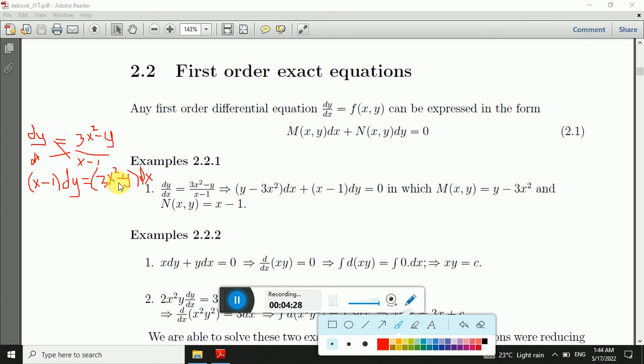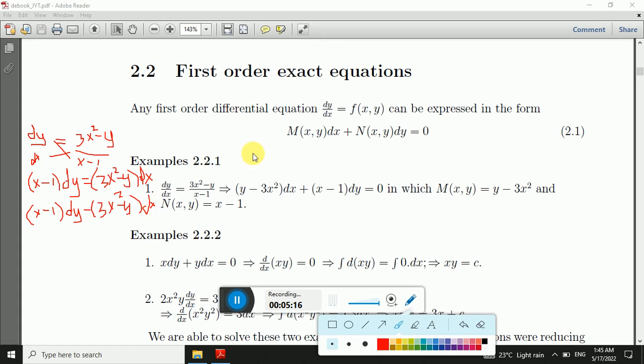Then let's take this (3x squared minus y) dx, let it cross the equal sign so that it goes to the left hand side. So what shall we get in that case? We shall end up with (x minus 1) dy minus, since it is positive this side, when it crosses the equal sign it will become negative, so minus into brackets (3x squared minus y) dx.